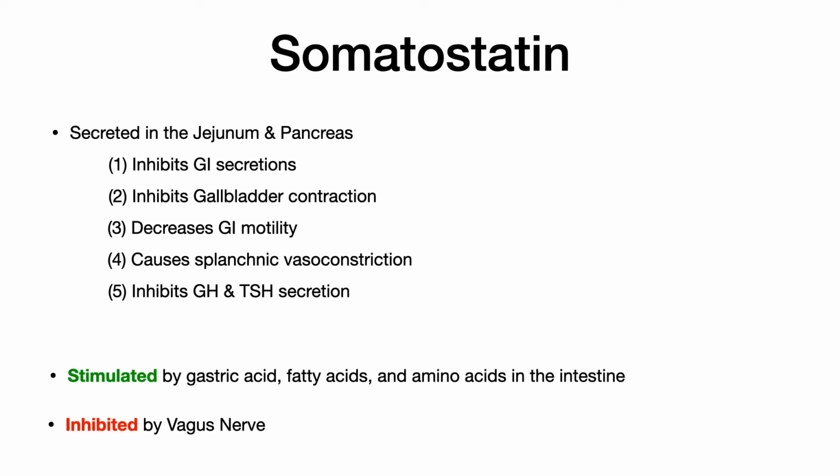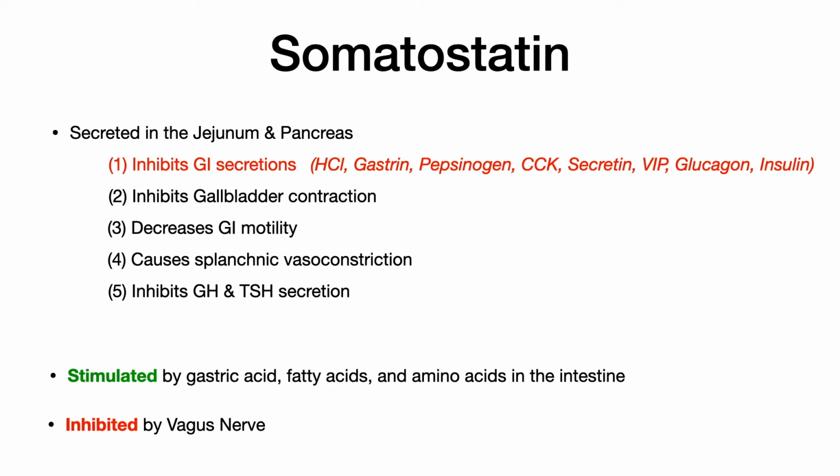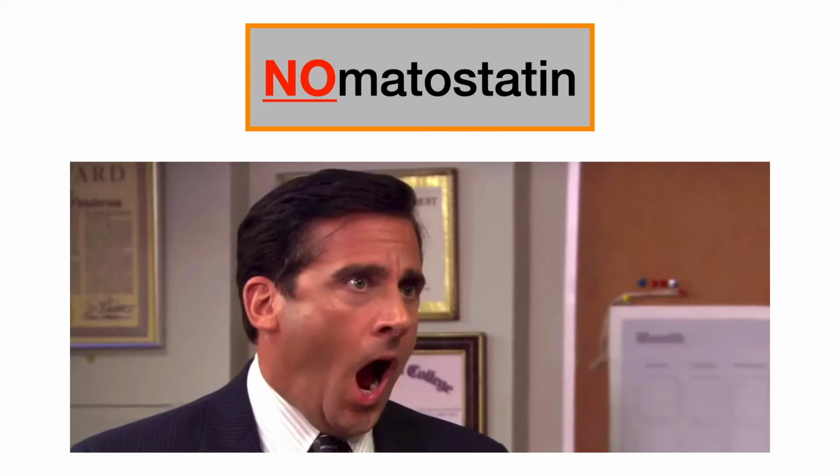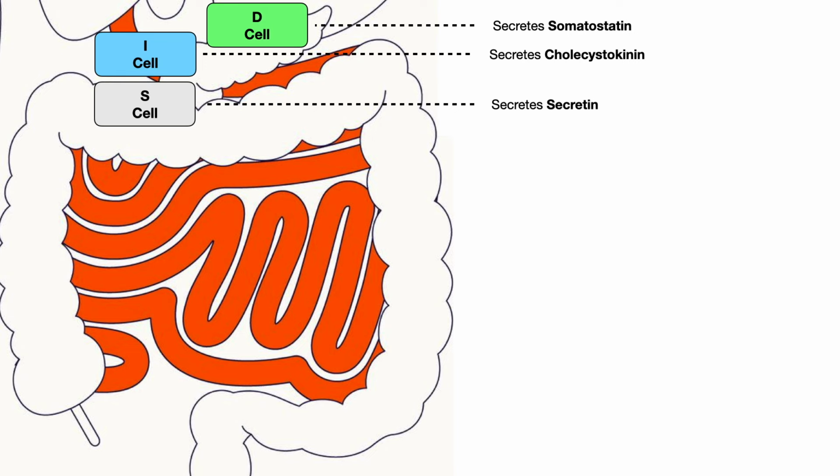Now let's take a look at item number 1 here. When I say that it inhibits GI secretions, I'm talking specifically about HCl, aka gastric acid, gastrin, pepsinogen, CCK, secretin, VIP, glucagon, and insulin. Again, it's turning off everything. And so the way that I think about somatostatin is I think of "no-matostatin," like Michael Scott yelling, "No! No!" That's somatostatin. It's no. You get none of it. It's all turned off. All right? So that comes from the D cell.